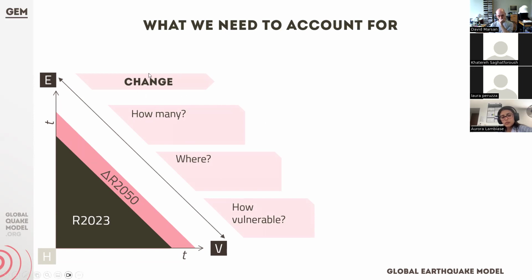So these questions are addressing change. Basically, the first one is how many. How many more people, how many more buildings, how many more industries and businesses are we going to have in the future? Where are they going to be located? The location is quite important for natural hazards because we are going to associate that with the probability of having an earthquake, or with the probability that we're in a flood zone or a future flood zone. And how vulnerable, obviously, because we want to understand, associate intensity measure levels with losses.